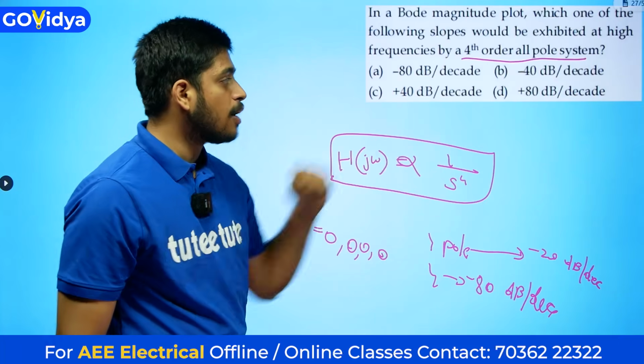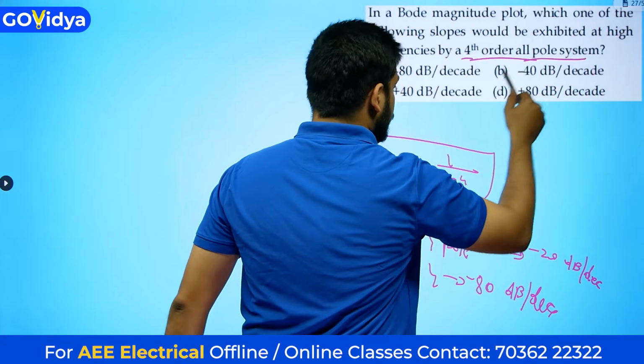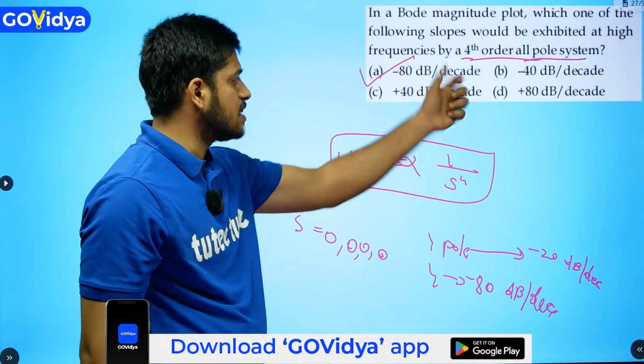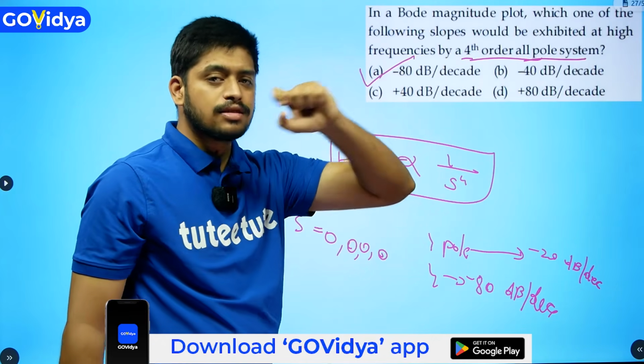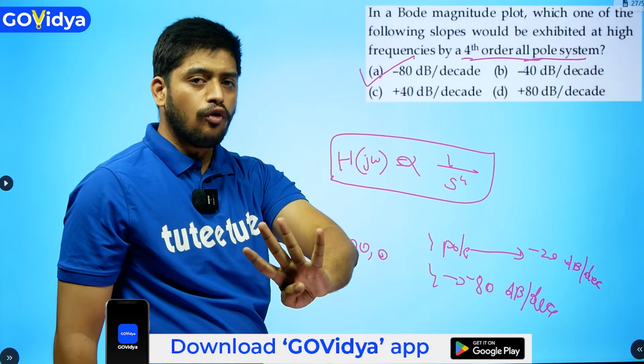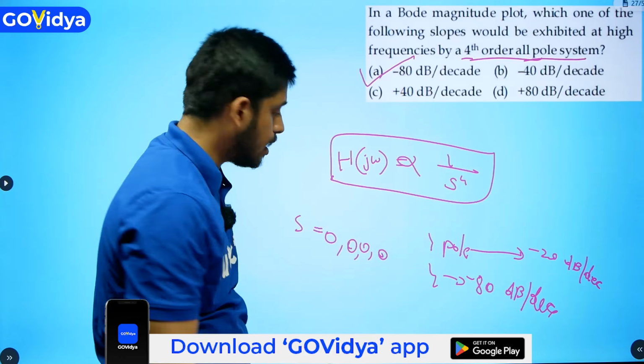So from my options, minus 80 dB per decade is the right answer. Simple question. Fourth order pole in the sense my order of pole is 4. When it is 4 into minus 20, it is minus 80. Simple question. Okay. Next question.